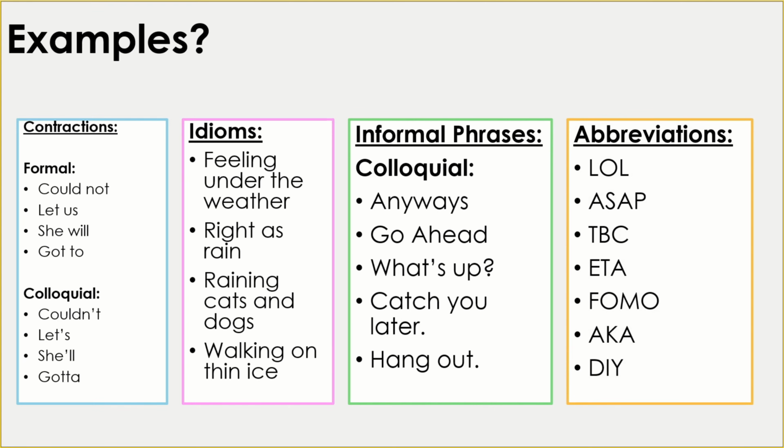Another type of colloquialism, abbreviations. LOL, ASAP, TBC, ETA, FOMO, AKA, DIY. There are loads of abbreviations that we use in everyday speech, but we don't use when writing formally. So they're colloquialisms. Colloquialisms are any informal words or phrases.